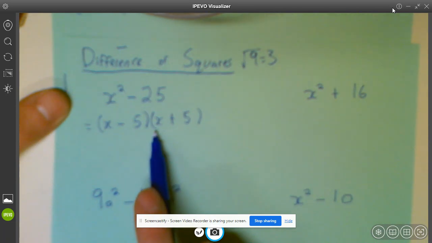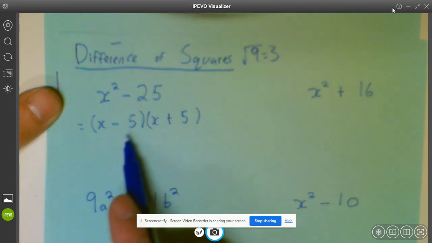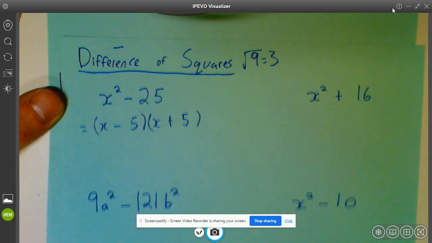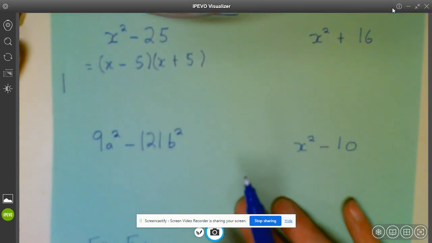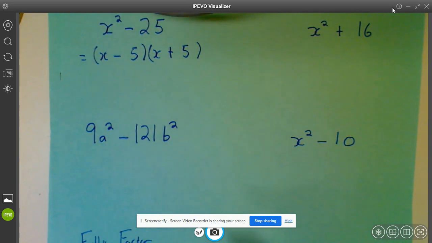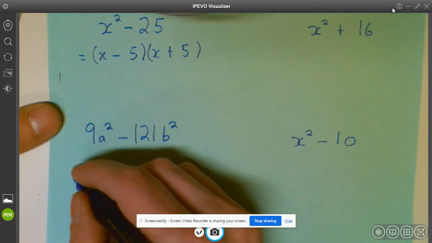If you notice, this minus 5x is going to cancel out with the plus 5x. That's why the difference of squares is lacking that middle b term, because they're adding to 0. They can't get too much more complicated. This is about as hard as it can get in the second example here.